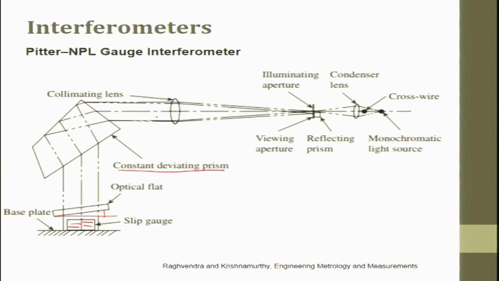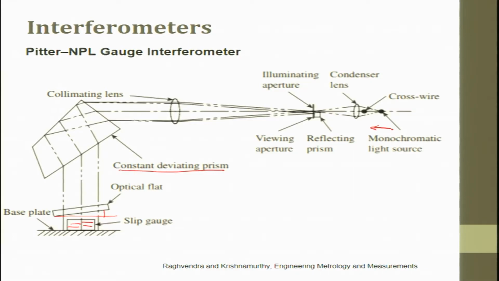This in turn goes to a lens, and from the lens it goes to a prism, and ahead of the prism there is a viewing aperture. Then you have a condensing lens, a crosswire, and a monochromatic source. We have just gone the other way around. If you are more particular, we can start from here.